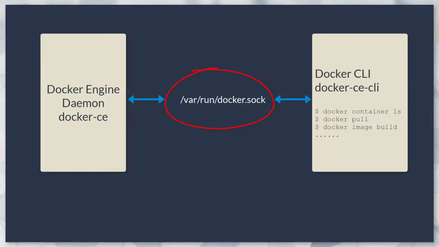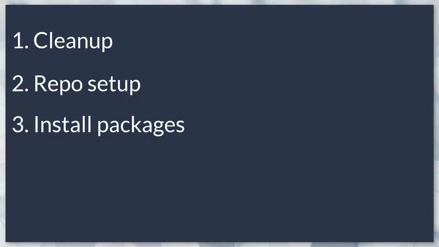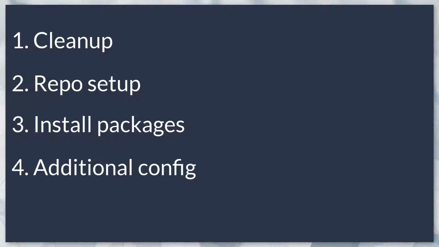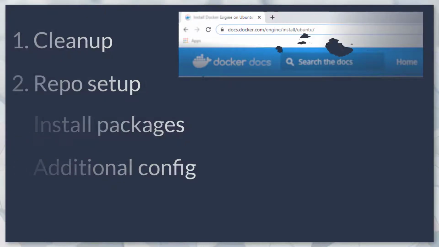Regardless of the distribution you are working with, the installation procedure has mainly 3 steps. First, remove any previously installed older installations. Second, prepare the repositories from which you install the packages. And third, install the Docker engine and CLI client. If necessary, you need to enable the Docker services and configure the user groups so that you can run Docker commands. These steps are documented on docs.docker.com for each particular distribution, and for Ubuntu, you can, for instance, follow this link. So, let's do these steps and see what happens.